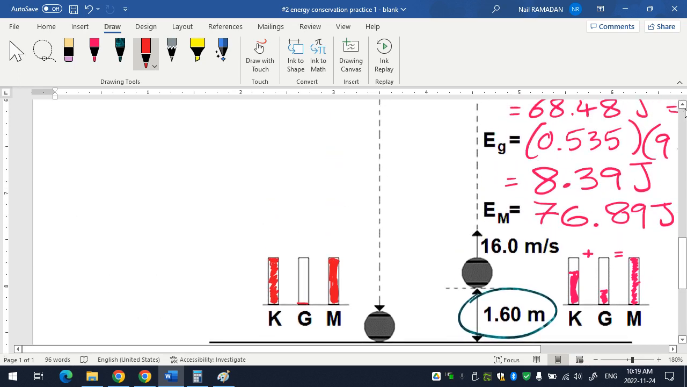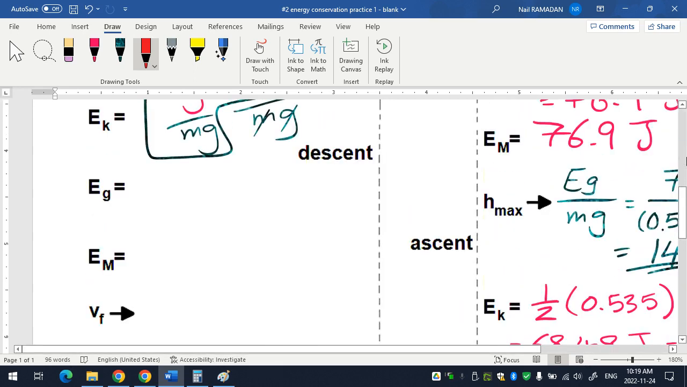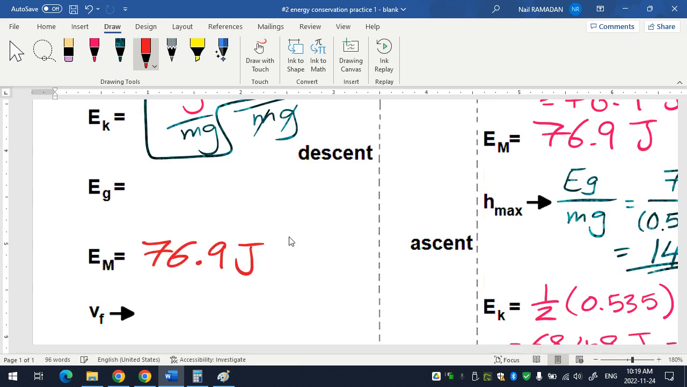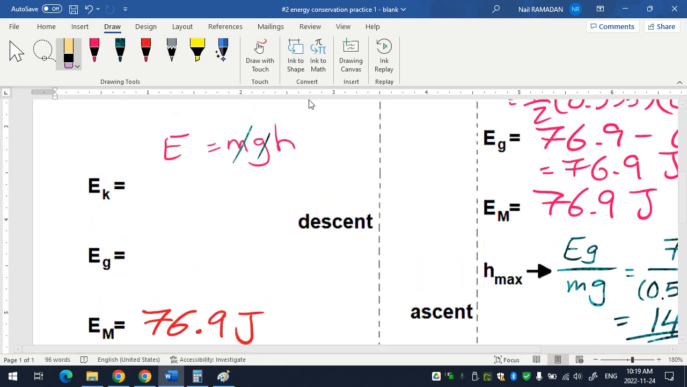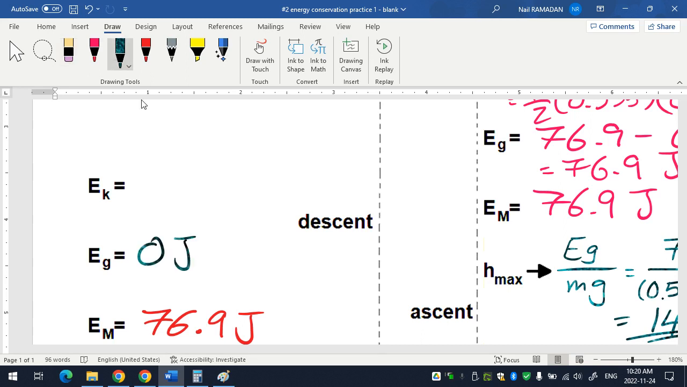So which energy value should I put right now in this list? Always EM, which is 76.9 joules. Now, practically, which one is zero here? I'm not going to say theoretically, I'm going to say practically. Which one is near nothing? I'm going to say 0 joules.